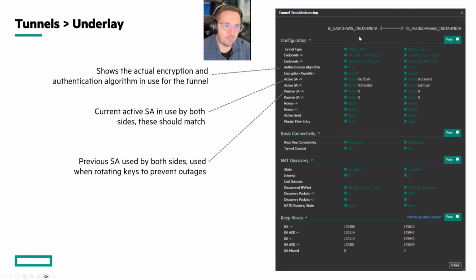There's also a matching SA and passive SA. The passive SA is the previous SA that was used. We have to maintain two because when we do IPsec key rotation, it's hitless. It's not like the tunnel needs to come down for a second while we renegotiate and bring it back up. The EdgeConnect preserves the current SA as well as the most recent one. So this screen is showing you what a good to go tunnel would look like. All green, everything's up and functioning, and we're in good shape.